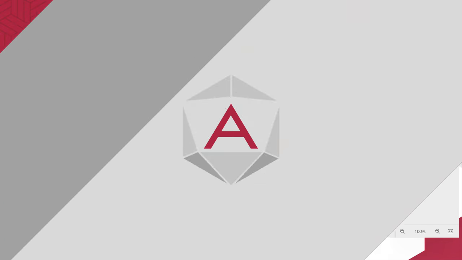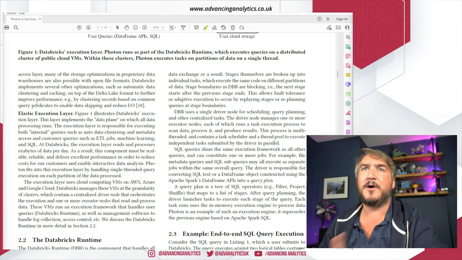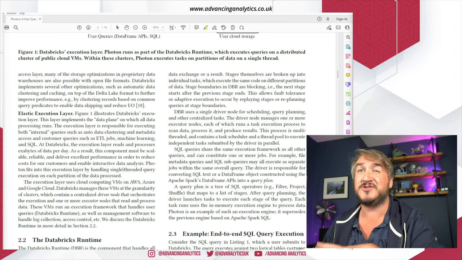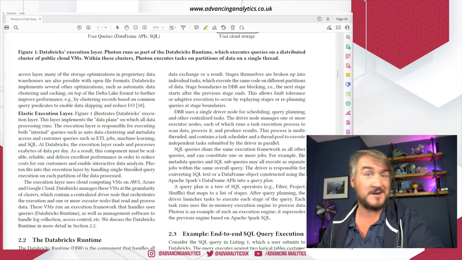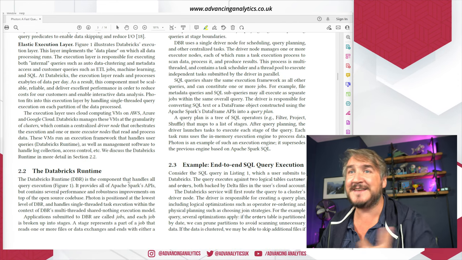So that's kind of where we're thinking it fits in. When we talk about the whole of this elastic execution layer, all of that is just explaining how Spark works, and essentially saying, for Photon, just don't worry, that hasn't changed. It sits inside of there.